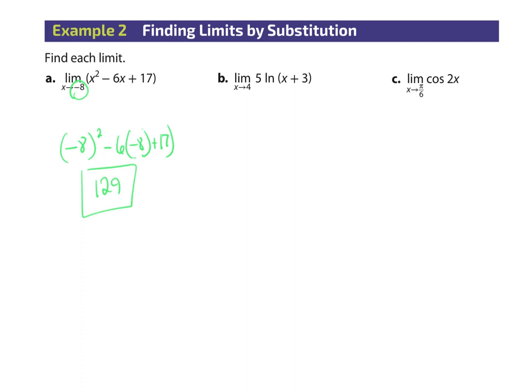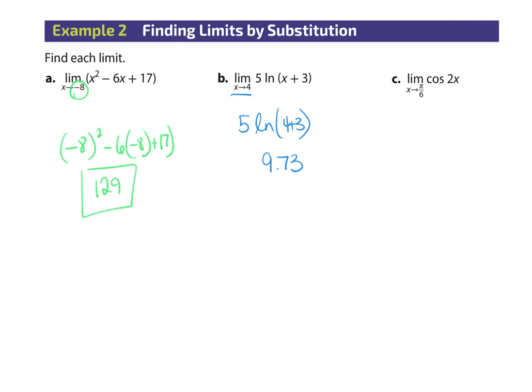But in this case, as x approaches 4, 4 does not cause a problem. So I can literally just plug it in. 5 natural log of 4 plus 3. 5 times the natural log of 7 is approximately 9.73. That is going to be my limit. Direct substitution works.